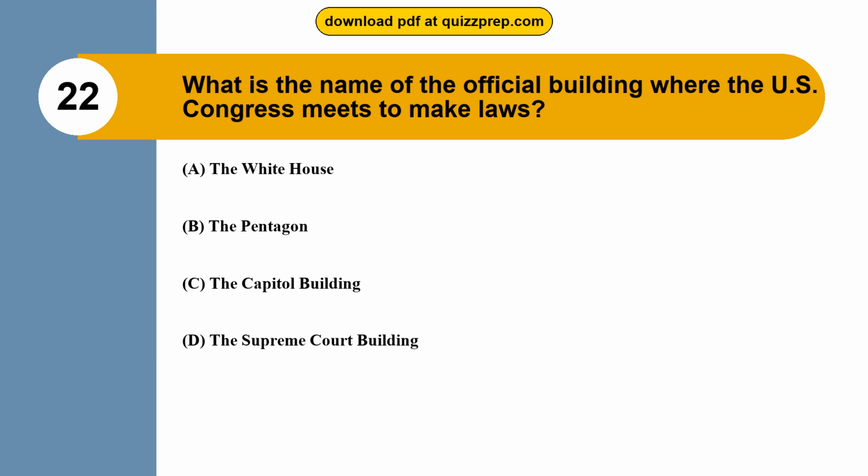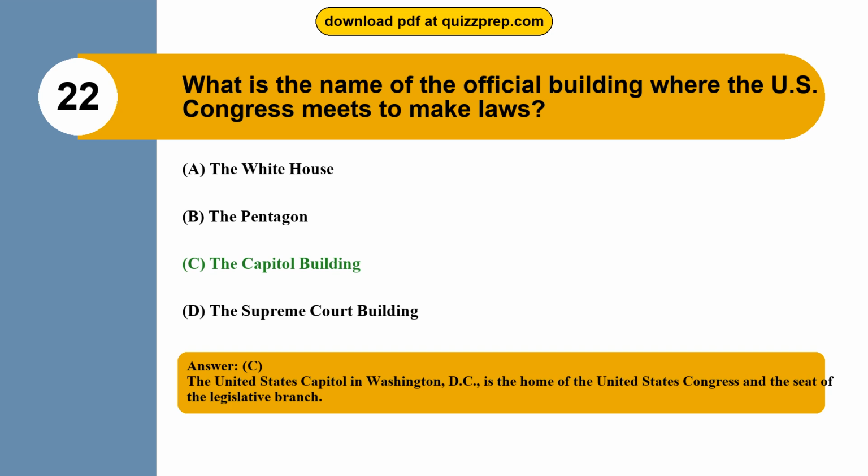Question 22. What is the name of the official building where the U.S. Congress meets to make laws? Option A. The White House. Option B. The Pentagon. Option C. The Capitol Building. Option D. The Supreme Court Building. The correct answer is option C. The Capitol Building. The United States Capitol in Washington, D.C., is the home of the United States Congress and the seat of the legislative branch.